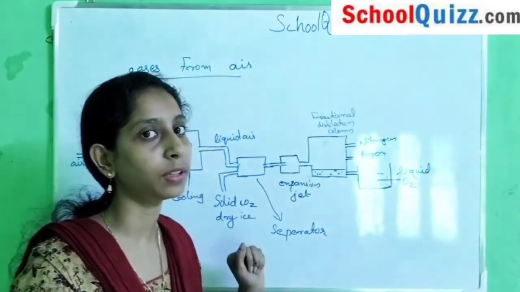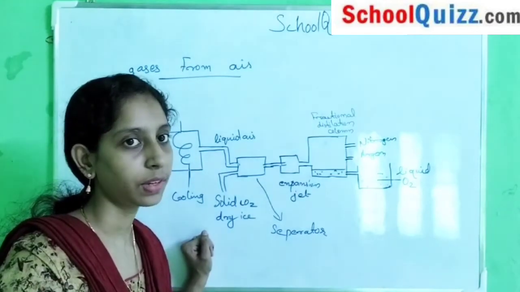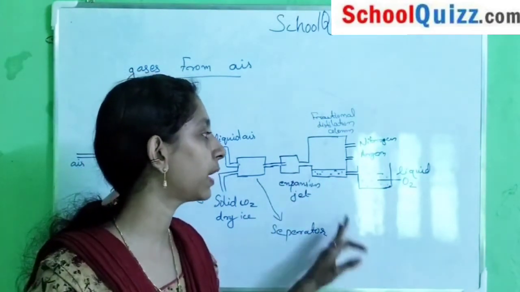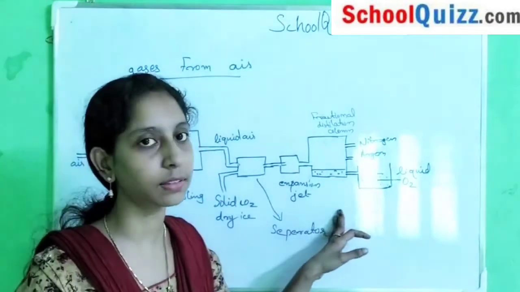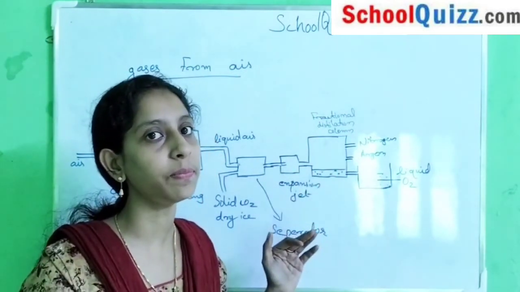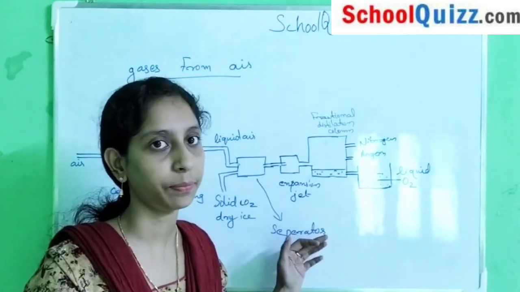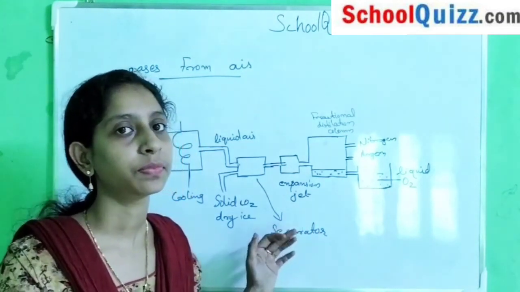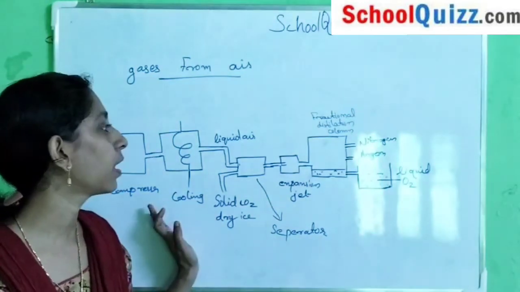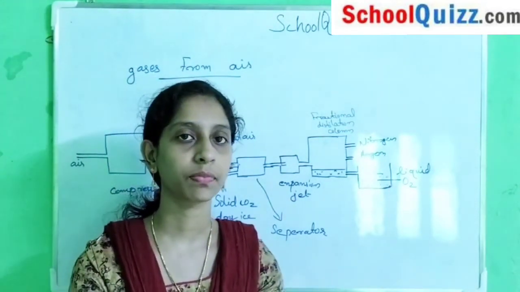This is the method of separation of oxygen from air. The different gases can be separated through the same method at different heights, and the height depends on the boiling point of the gases.